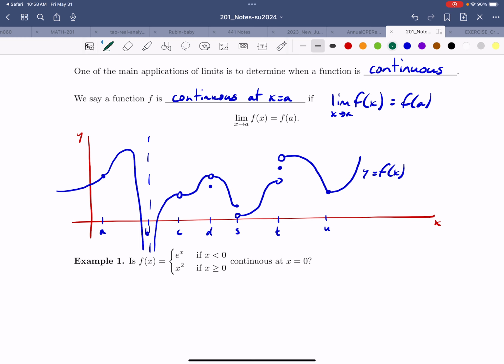Let's just take a look at them. Maybe I'll use black. So the question, just looking at the graph: the limit as x approaches a of f of x. Pretty sure that equals f of a, because the hole is filled.